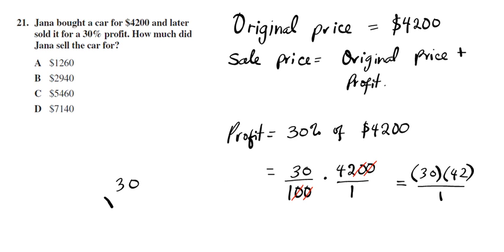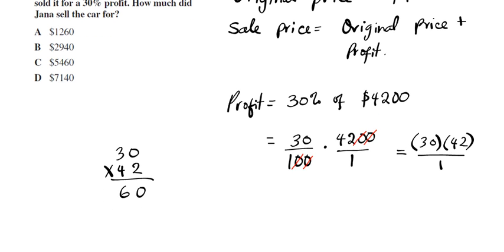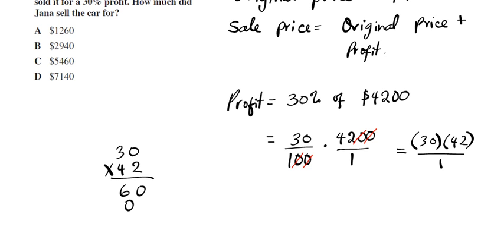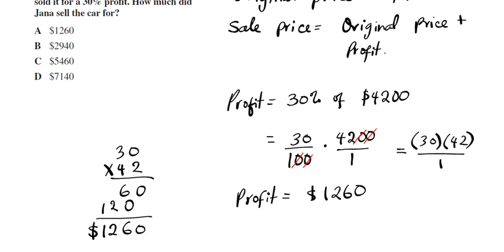So 30 times 42: 2 times 0, 0. 2 times 3, 6. And then we go to the tens place. 4 times 0, 0. 4 times 3, 12. So 1,260. This is the profit. So the profit is 1,260. Is our answer C? Is this our answer right here?